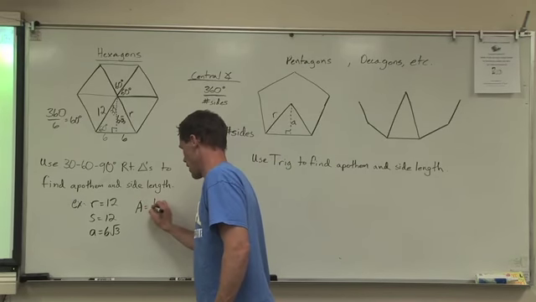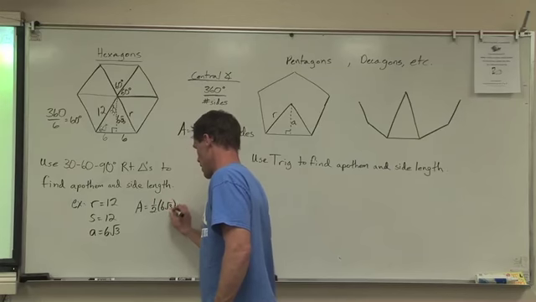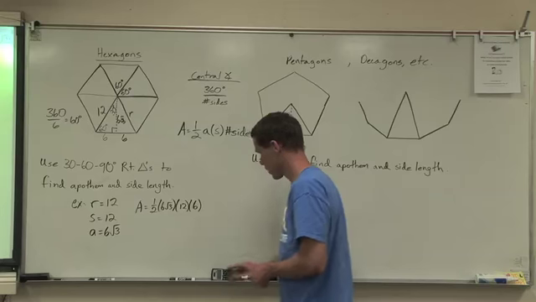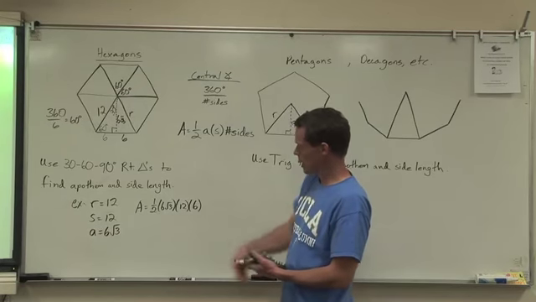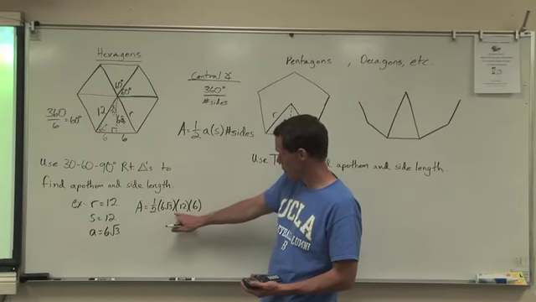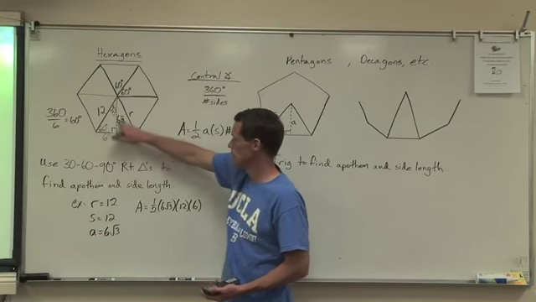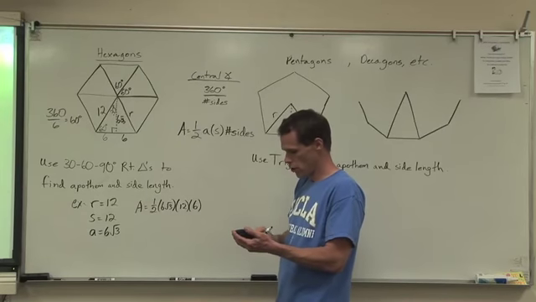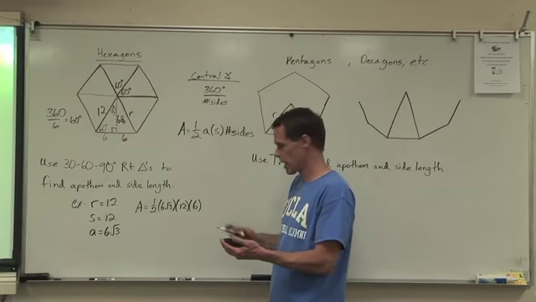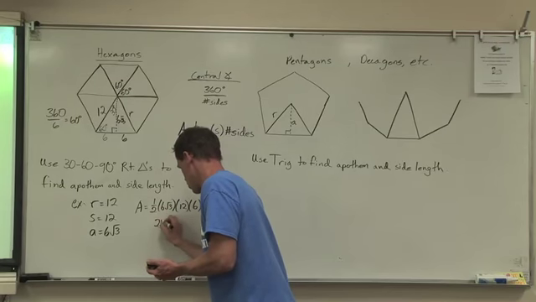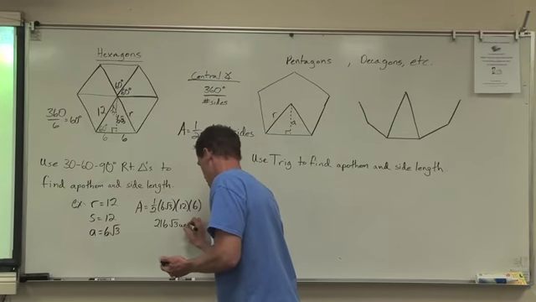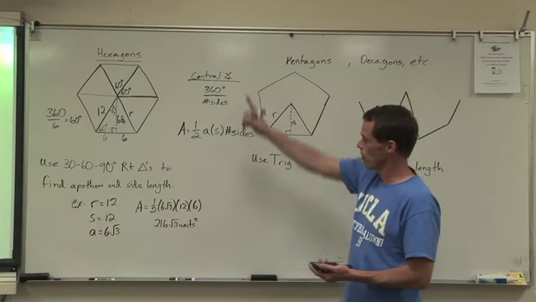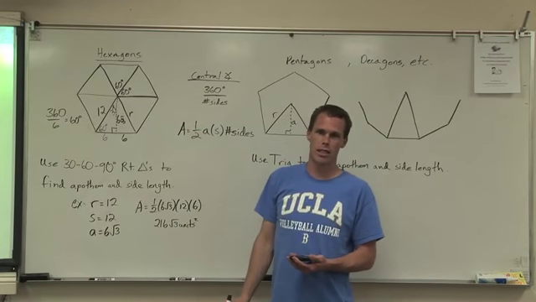Area equals 1/2 apothem 6 rad 3 times the side 12 times 6 sides. Now, when we look at this, remember that 1/2 times 6 rad 3 times 12 is the triangle, and here's the number of triangles. So, when we take this and put it in our calculator, we end up with 216 rad 3 units squared. And there's our first example of a hexagon with radius 12.